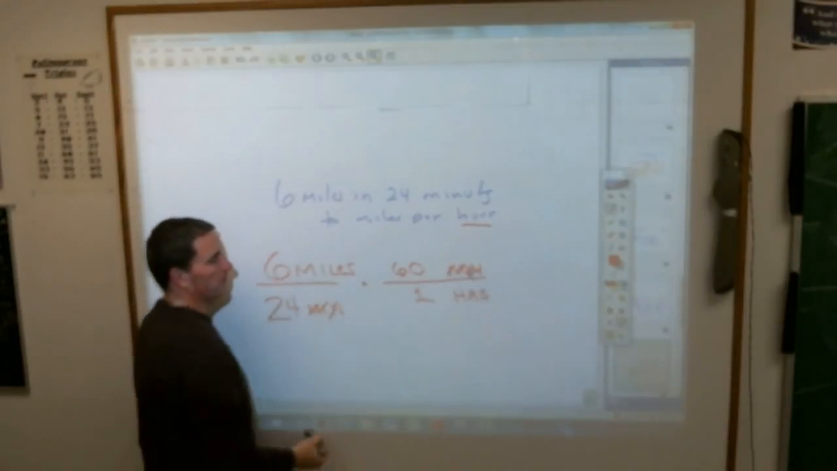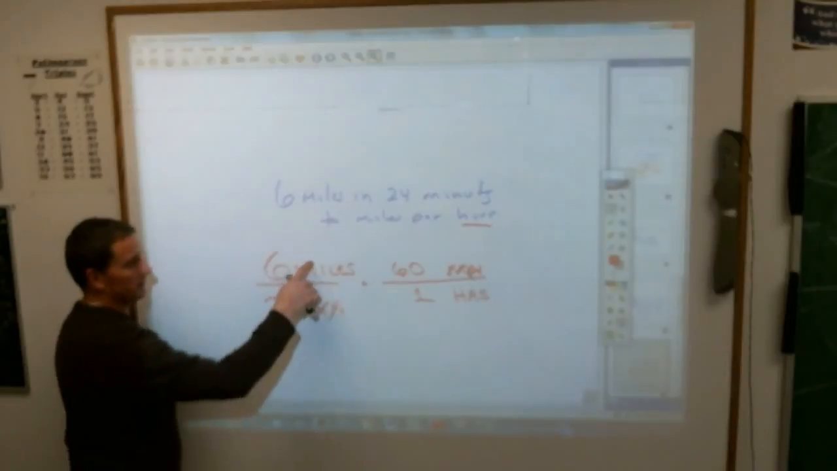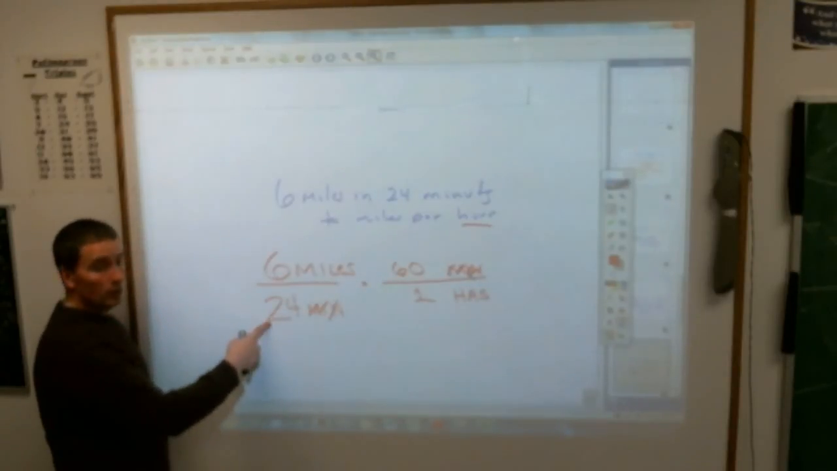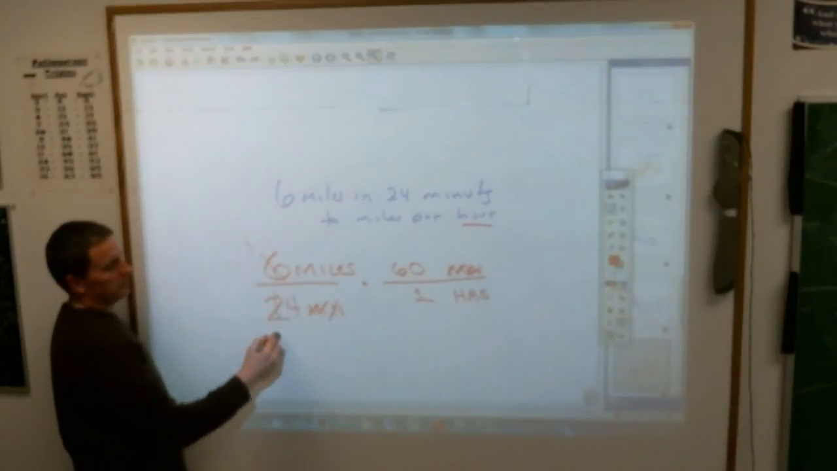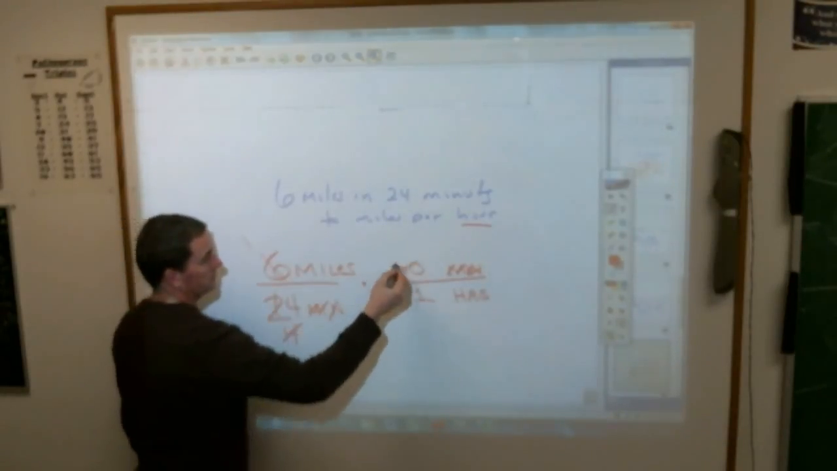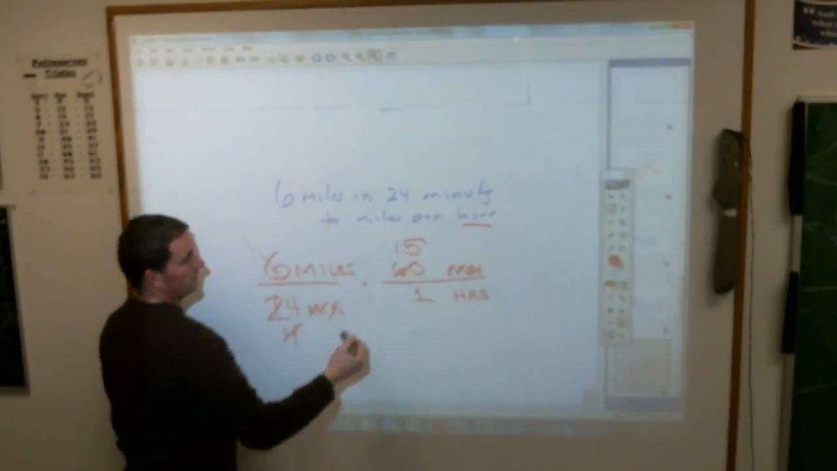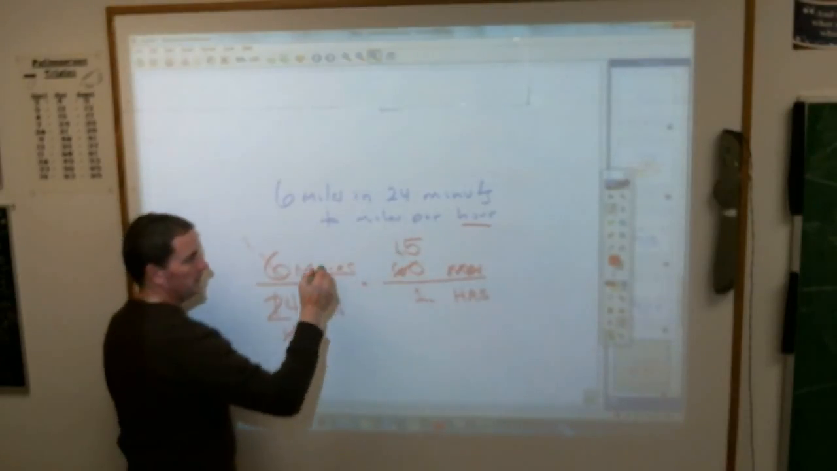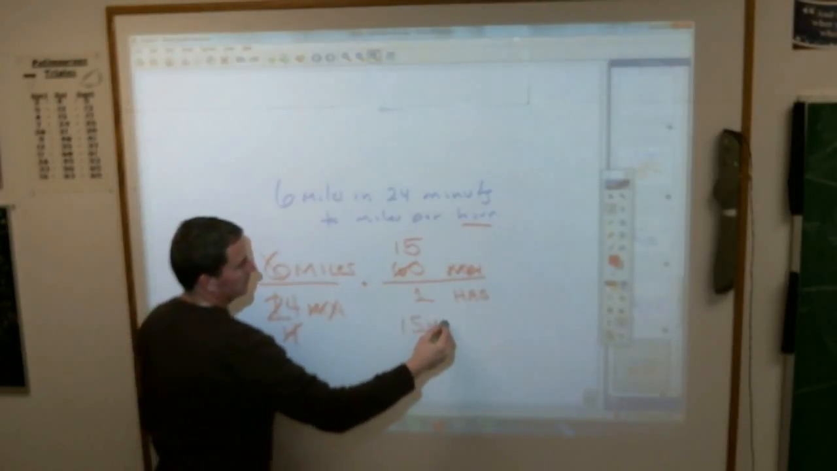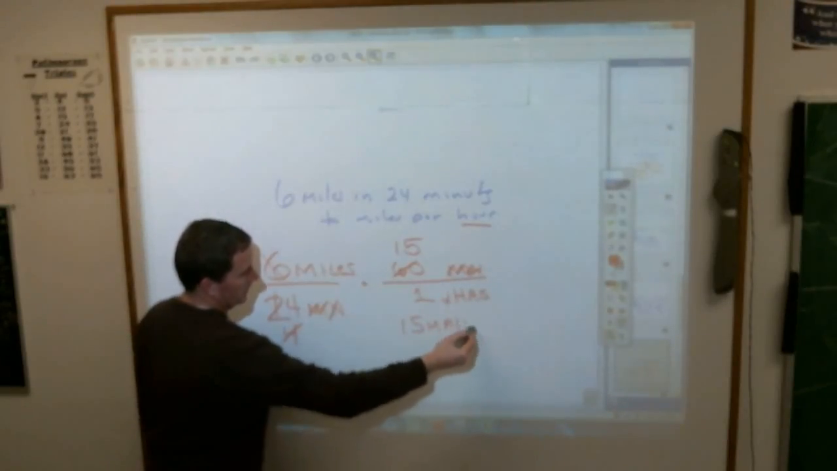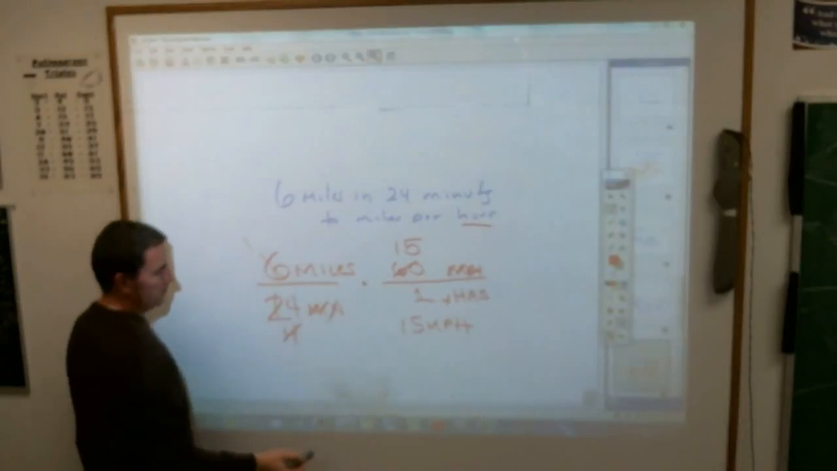I just have to do the math now. I have to multiply 6 times 60 and divide by 24, or cross cancel these. 6 goes into 6 once, into 24 4 times. How many times does 4 go into 60? Anybody? 15. So your answer is 15 miles per hour. 15 mph.